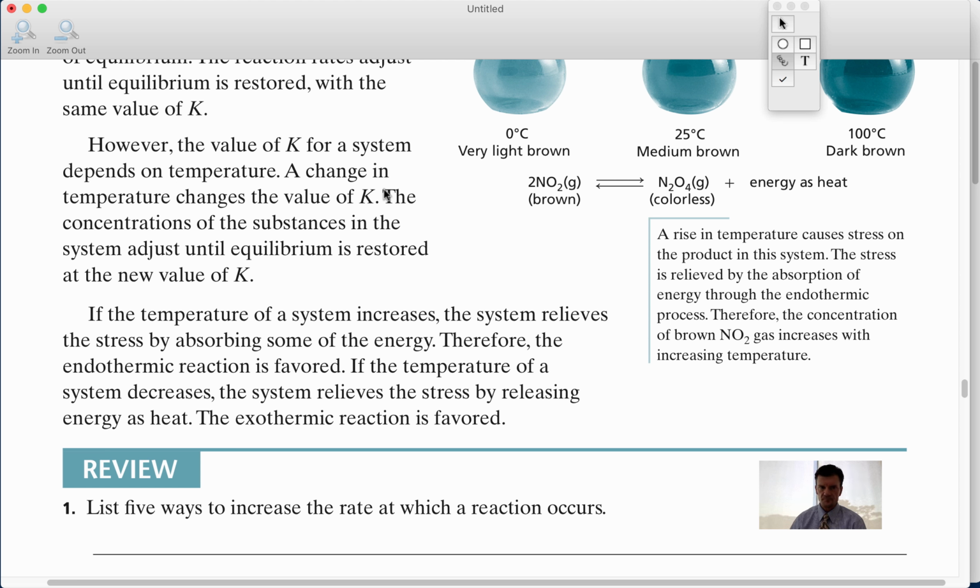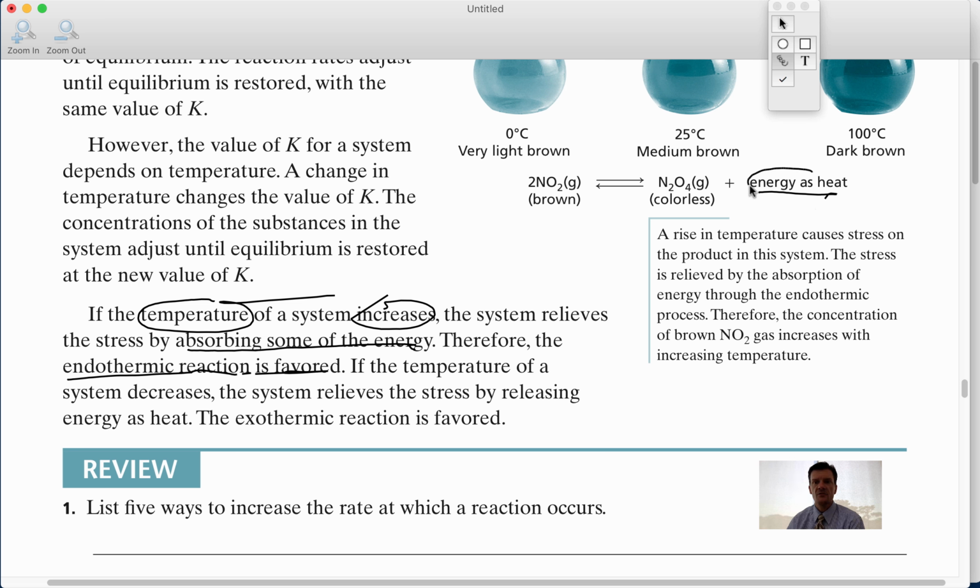Okay? If the temperature increases, you want to use up some of that heat energy, and you do that by going in the endothermic direction. The endothermic direction will always use up energy. How do you determine the endothermic direction? Well, you have to be told where the heat is in the reaction.